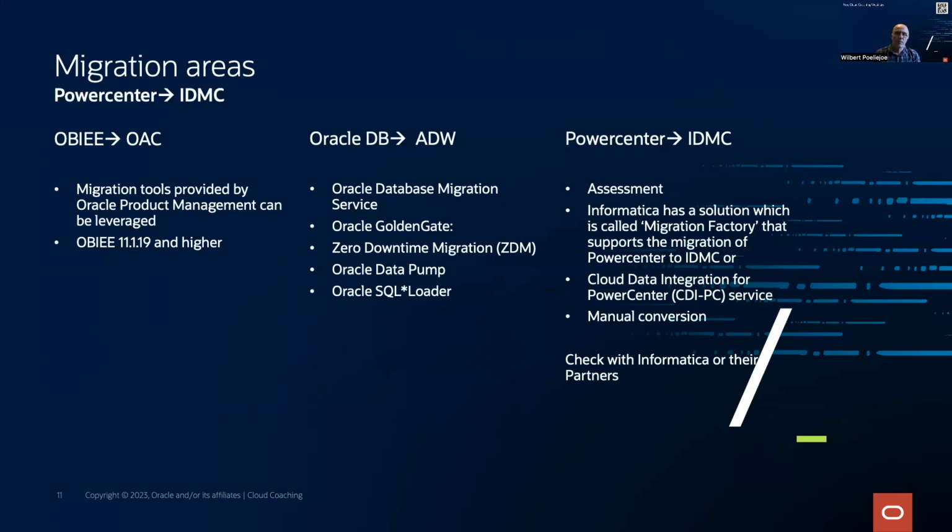For the Oracle database migration to ADW, the Autonomous Data Warehouse, we have various options there, like the Oracle Database Migration Service, Oracle GoldenGate, Zero Downtime Migration, Oracle Data Pump, and Oracle SQL Loader. Depending on your situation, one of the migration options might be best suited. We're not diving into the details of which migration option will be best. Other sessions are specifically created for migrating to an autonomous database. You can watch those, but a lot of documentation is also available on that topic.